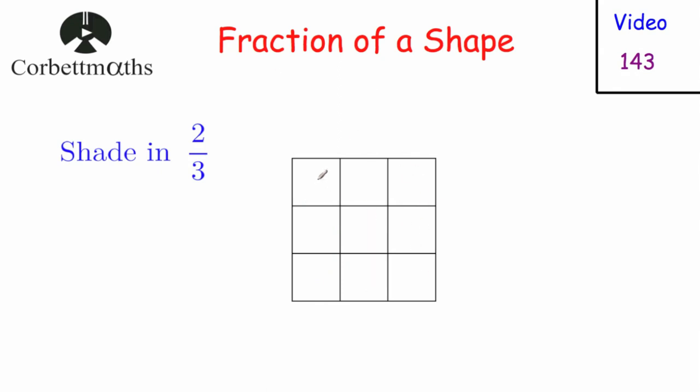Alternatively, you could have said, well, there's 1, 2, 3, 4, 5, 6, 7, 8, 9 squares. And then using one of the topics that I'm going to go through in a minute, which is finding the fraction of an amount, you could work out 2/3 of 9, and that would be 6 as well.